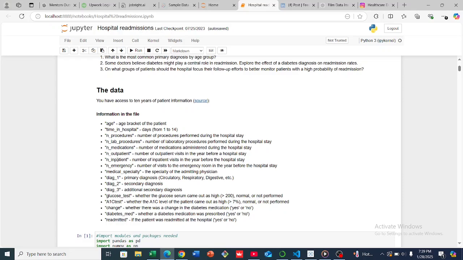Then we also have a column that shows the glucose test of the patient, the A1C test, then change. The change column signifies whether there was a change in the diabetes medication or not. Then we also have diabetes med, which stands for whether the patient was prescribed diabetes medication or not. And our target variable, which is the last column, is readmitted. That column stands for whether that patient was readmitted to the hospital or not.